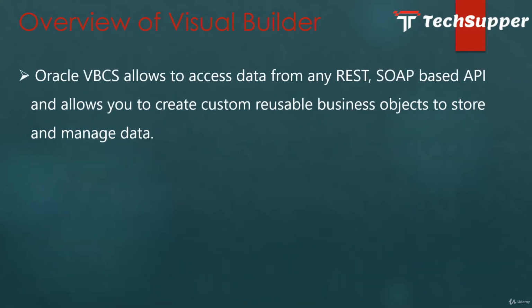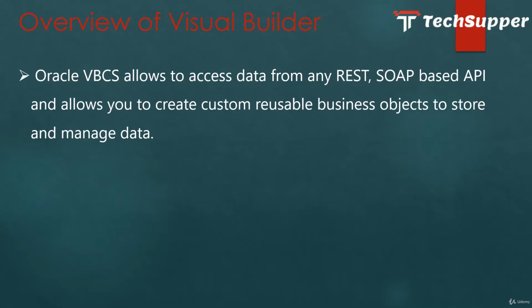Oracle VBCS allows you to access data from any REST or SOAP-based APIs and allows you to create custom reusable business objects to store and manage data. This means that if you have a REST API from any third-party application, or you have developed any REST or SOAP API in Integration Cloud, then you can use these APIs directly from Visual Builder to get the data, to push the data, and then show that data over the Visual Builder pages.